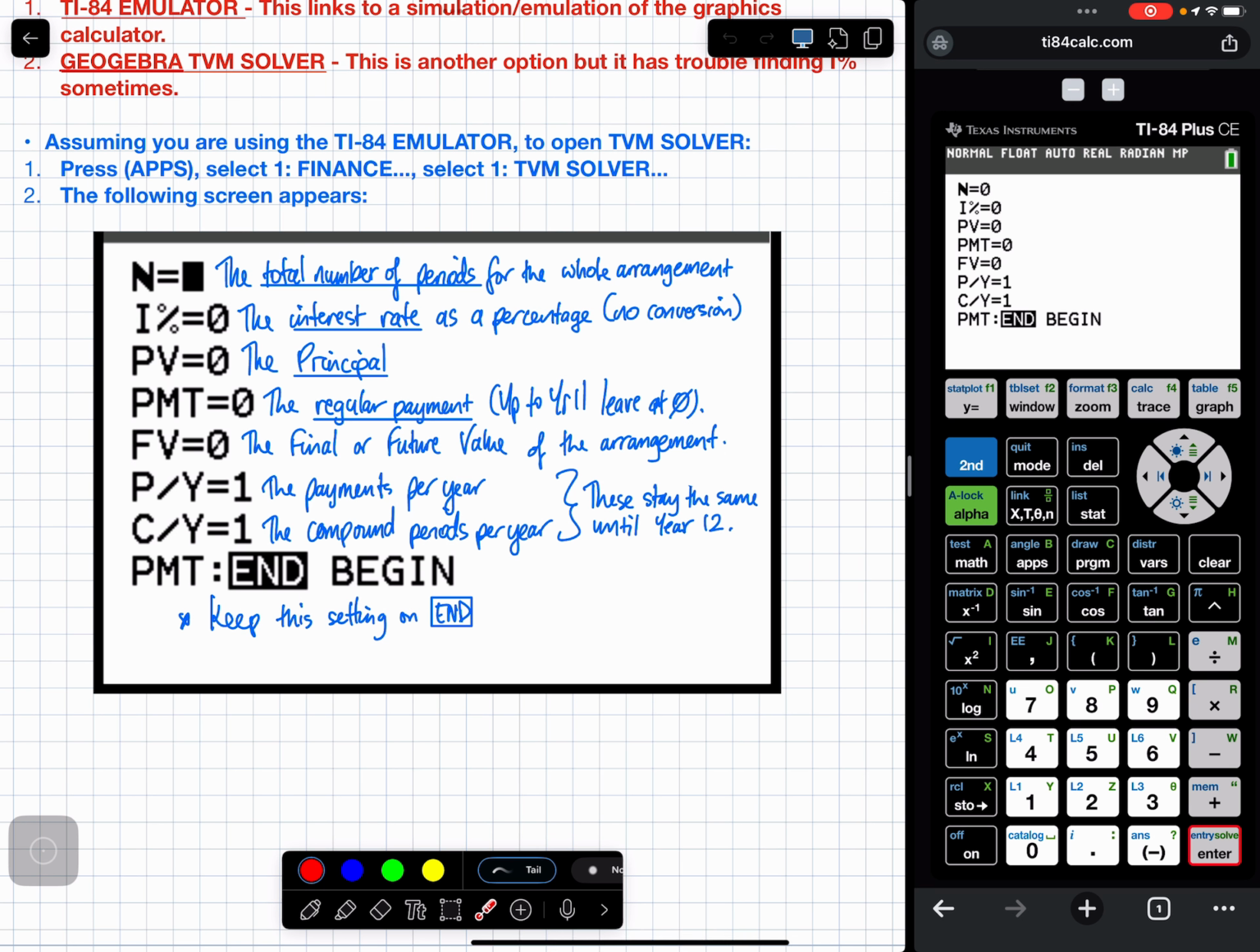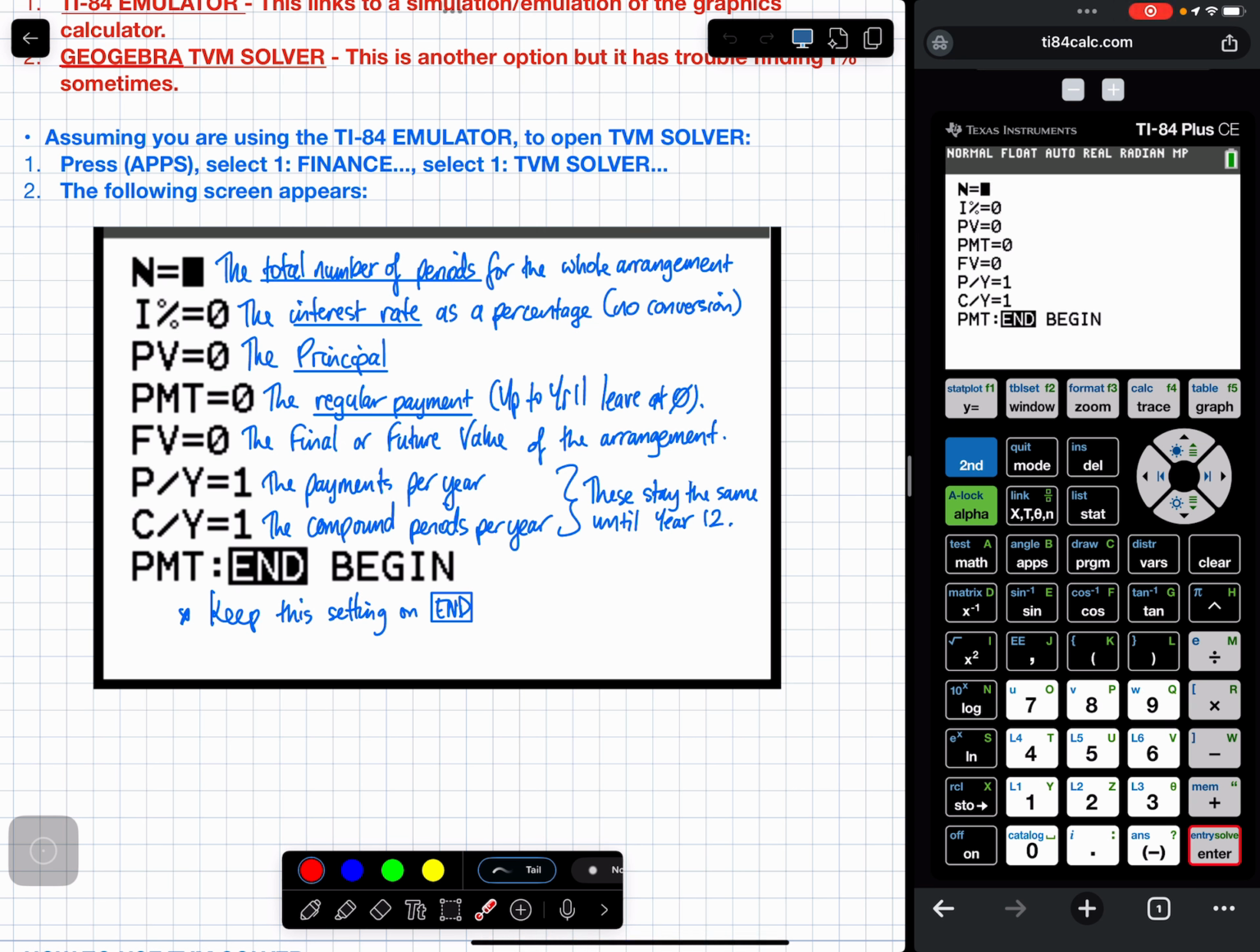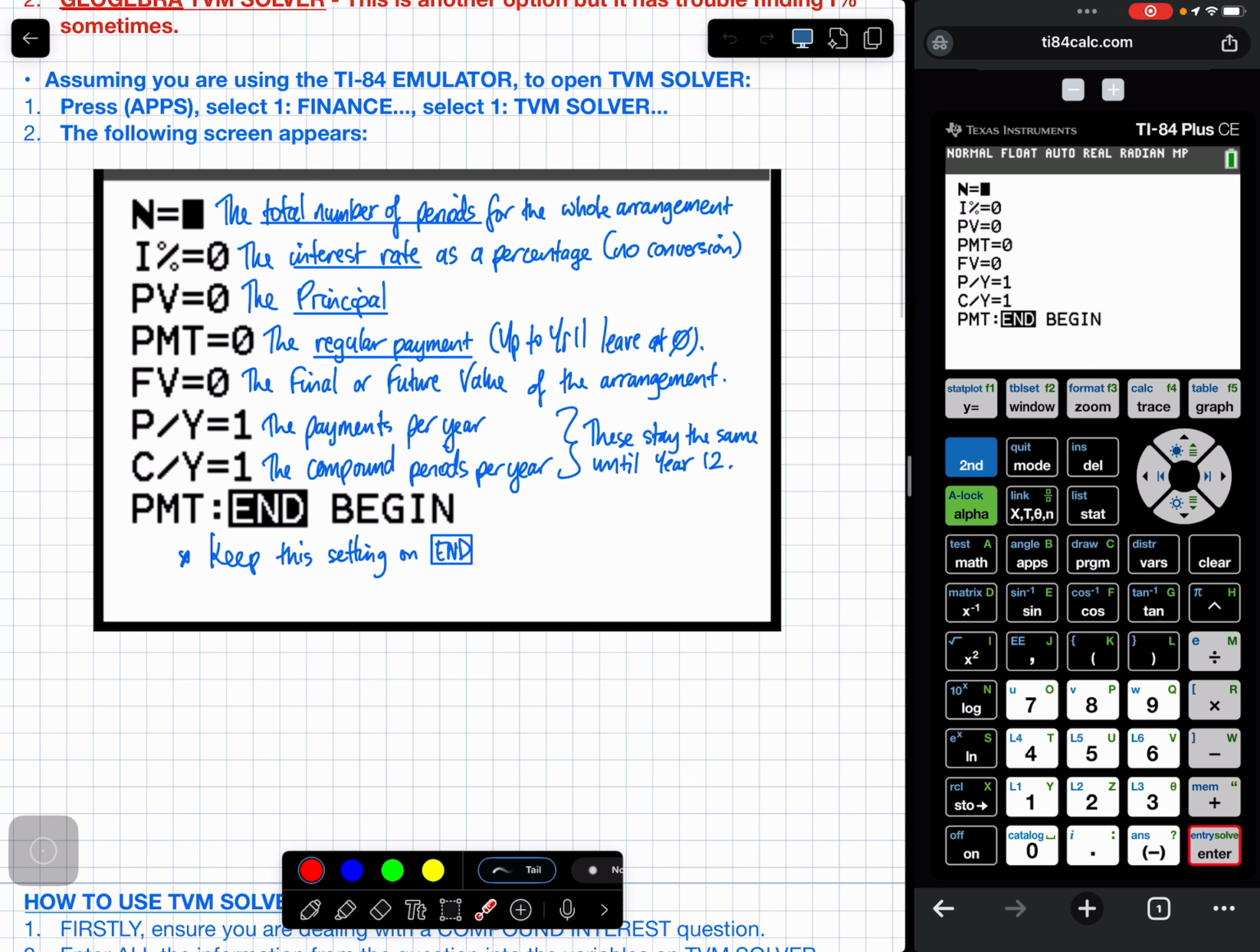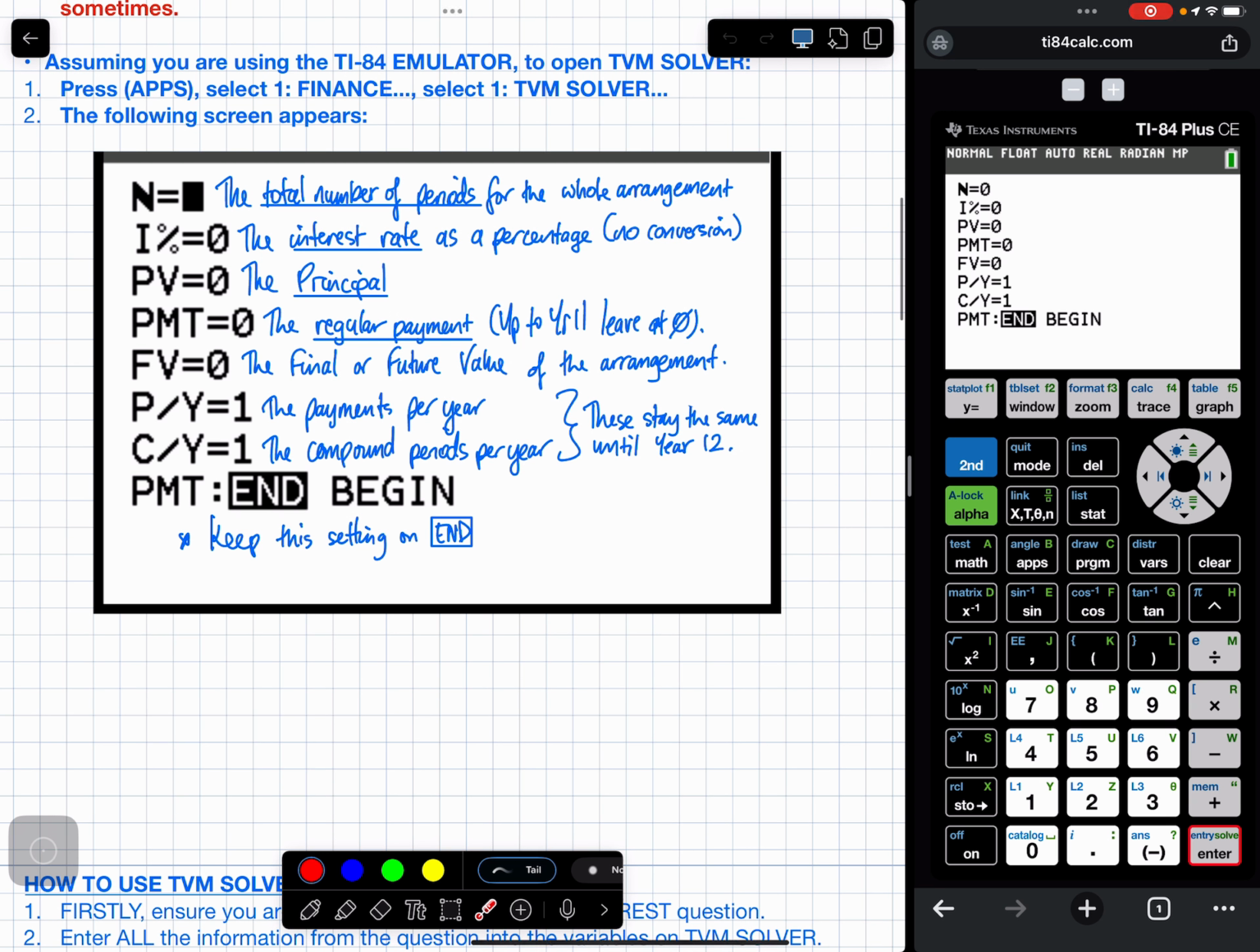You don't need to convert. So if the question says it's 5%, you just put 5 in I. PV is the principal. That's what you start off with. PMT is the regular payment. We're going to leave that for now. FV is what your money grows to.